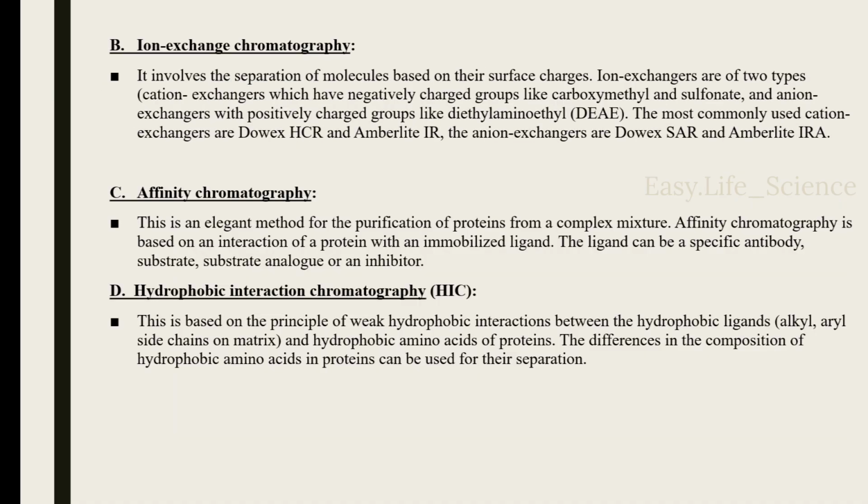Ion exchange chromatography. It involves the separation of molecules based on their surface charges. Ion exchangers are of two types: cation exchangers, which have negatively charged groups like carboxymethyl and sulfonate, and anion exchangers, with positively charged groups like diethylaminoethyl. The most commonly used cation exchangers are Dowex HCR and Amberlite IR. The anion exchangers are Dowex SAR and Amberlite IRA.